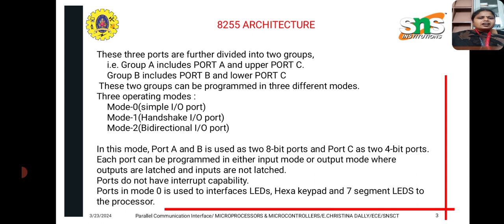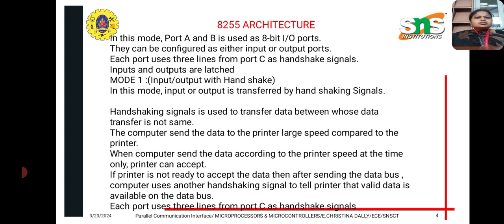Here in mode 0, port A and port B are used as two 8-bit ports, and port C is used as two 4-bit ports. It can be programmed either in output mode or input mode. They do not have the interrupt capability. So it is used to interface with the hexa keypad or the 7 segment. Now, what do you mean by mode 1? That is input output with handshake.